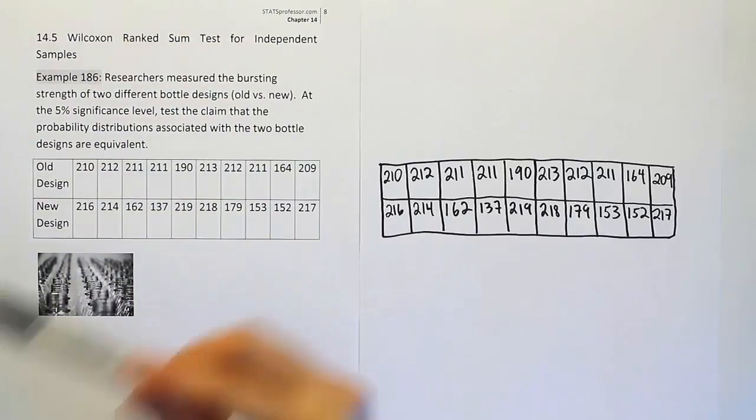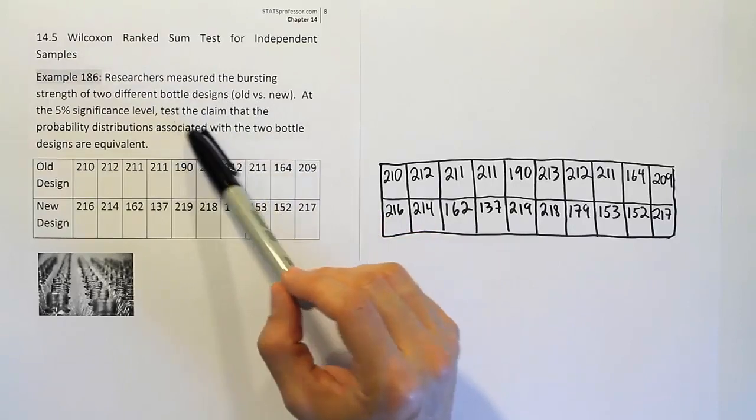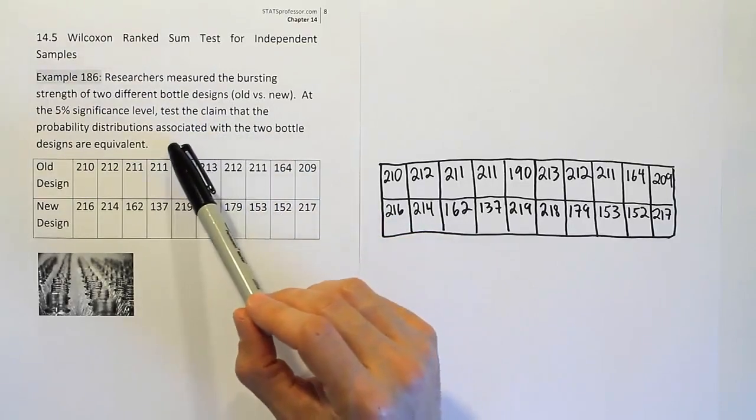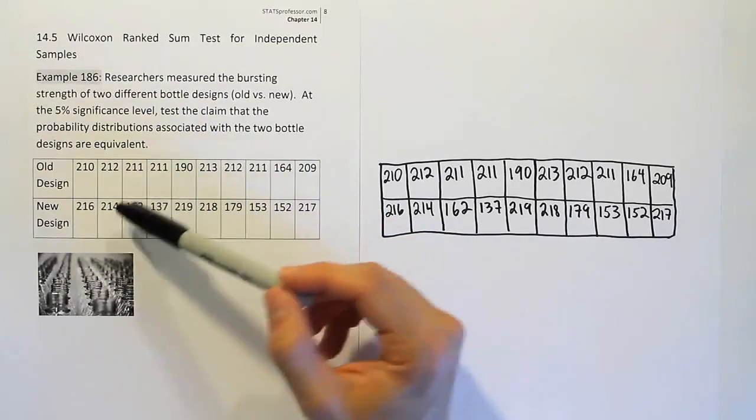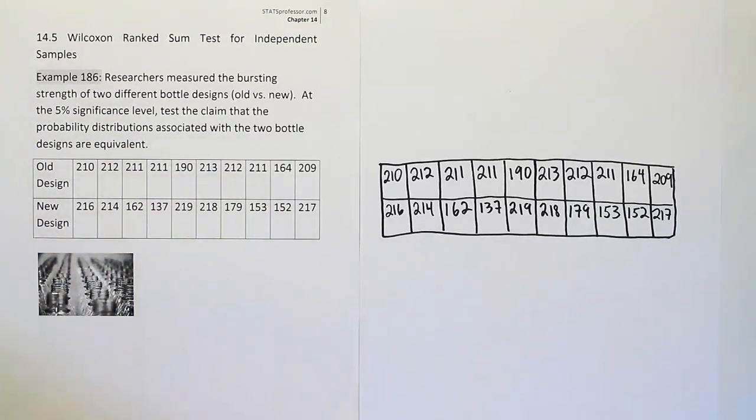So the sample sizes are small, and there's no mention that anything is normally distributed in here, and they're asking us to test the claim that the distributions are equivalent, and we have two independent samples. We know they're independent because they're two different groups of bottles, two different types of bottles are looked at here.